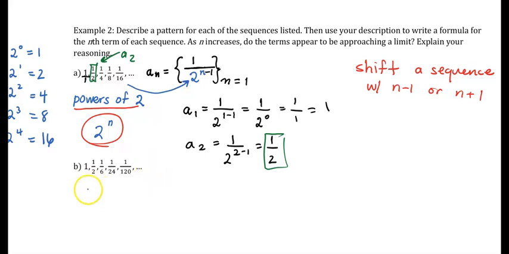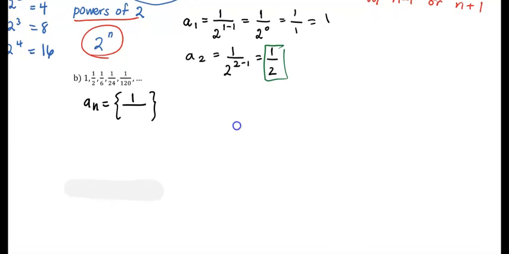Similar setup here because I can see that again all my numerators are 1. We need to come up with an expression for the numbers that are showing up in the denominator. Those are not powers of 2. It's not the same pattern as last time. These numbers you may not be as familiar with if you are not familiar with factorials. So a quick talk about what factorials are.